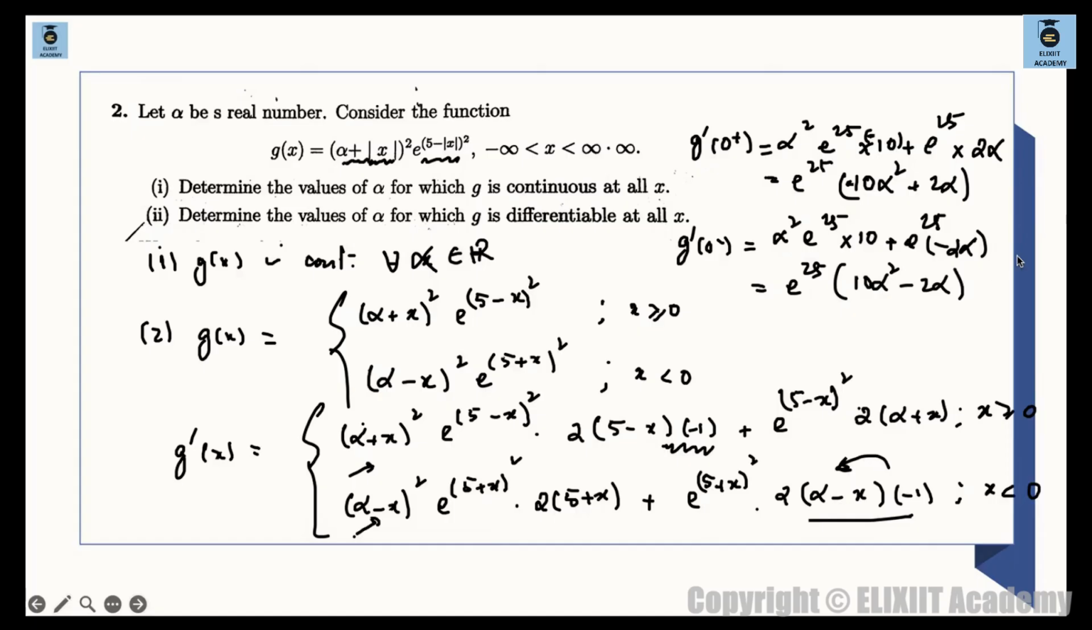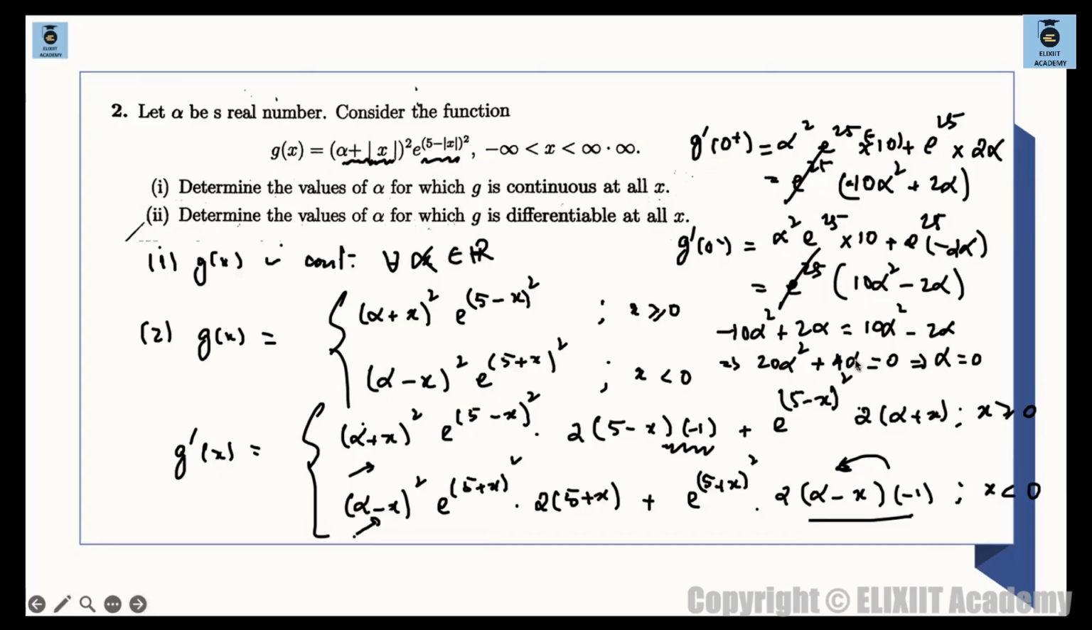Okay, now g dash of 0 plus and g dash of 0 minus will be equal because the function is differentiable, and from there we'll solve for alpha. So if you equate these two, this and this term will cancel out. What is remaining is 10 alpha square plus 2 alpha is equal to 10 alpha square minus of 2 alpha. Once you simplify this, what will I get? 20 alpha square plus 4 alpha will be equal to 0.